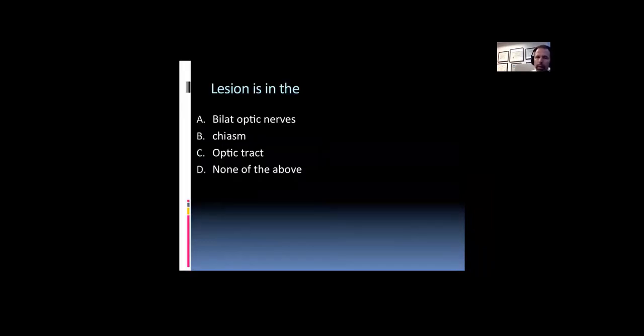And I'm going to skip this question because I just told you the answer. I have to be careful about that. So the lesion in this case is going to be in the optic chiasm, which would be answer B. And I have to remember I shouldn't do that the next time too. So let's look at the next.